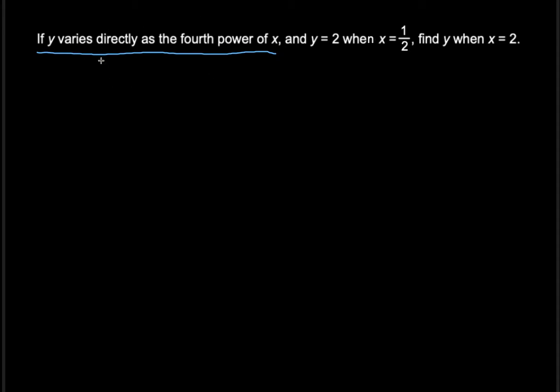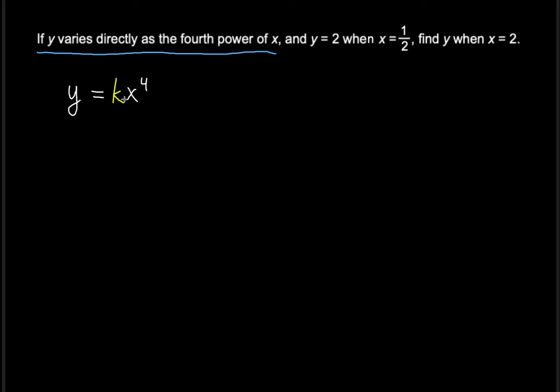So this implies an equation. y depends on the x to the fourth power. Now notice that there's direct proportion involved, so there's a constant of proportionality. When it comes to direct proportion, the constant will multiply the independent variable x. Okay, so this is the form of the equation that we need to use.